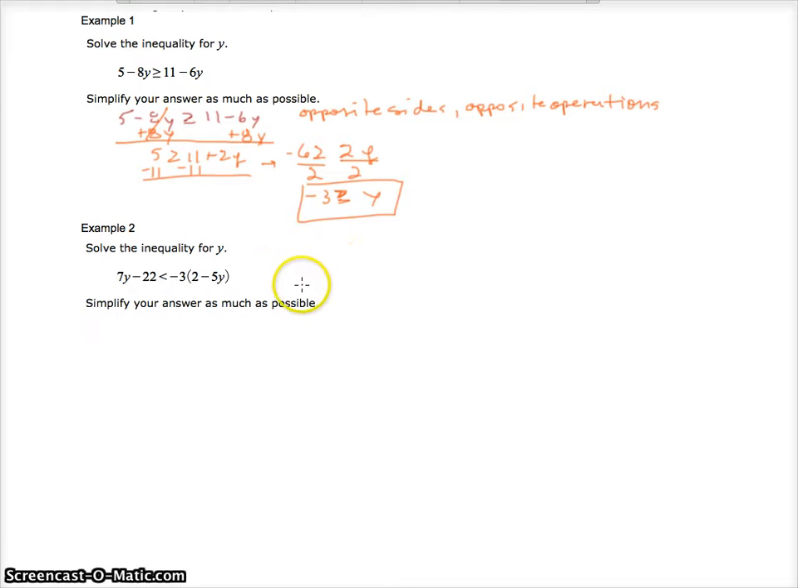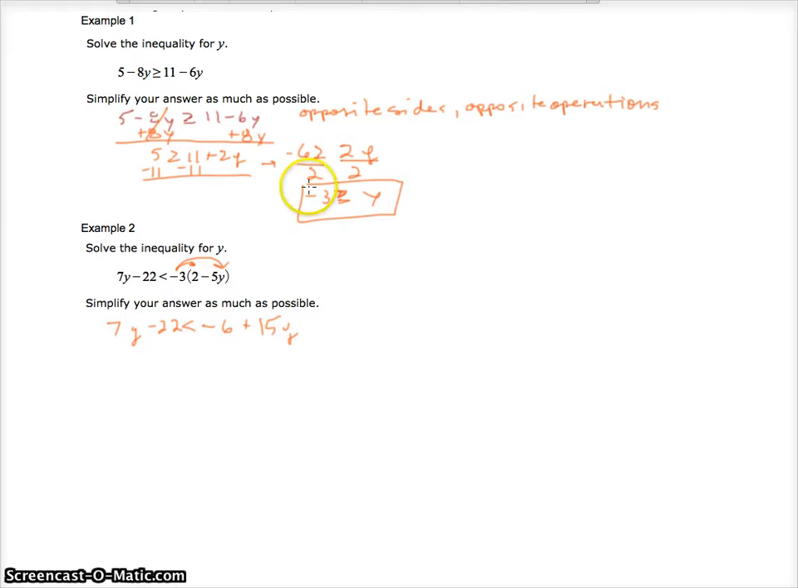Let's go down, look at example 2. It says solve the inequality for y. But before I can start solving, I need to look at 7y minus 22 is less than negative 3 times 2 minus 5y. So I need to apply the distributive property in here. I'll get 7y minus 22 is less than negative 3 times 2 is negative 6. Negative 3 times negative 5y is plus 15y.